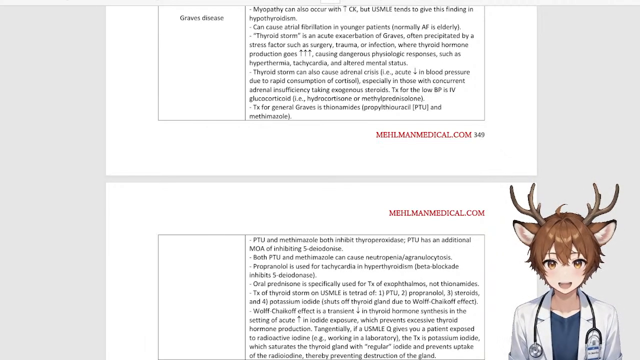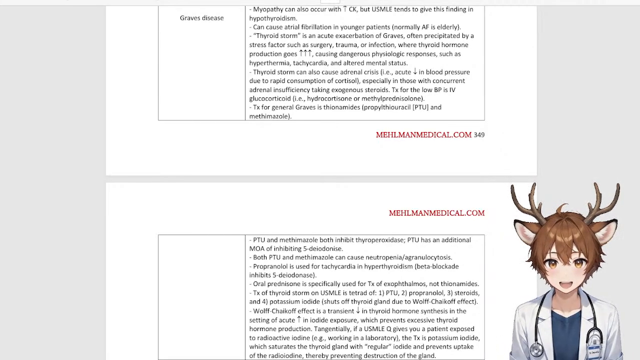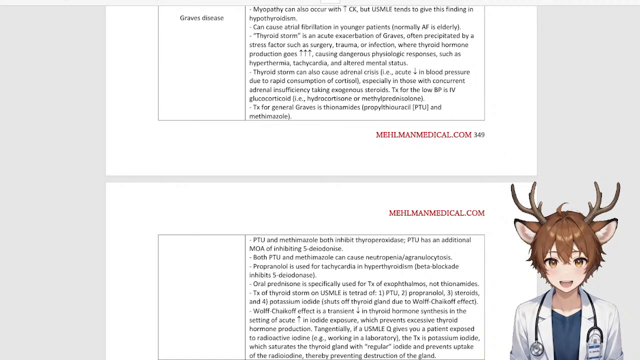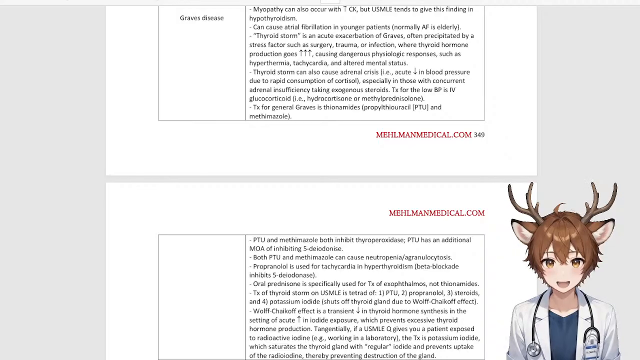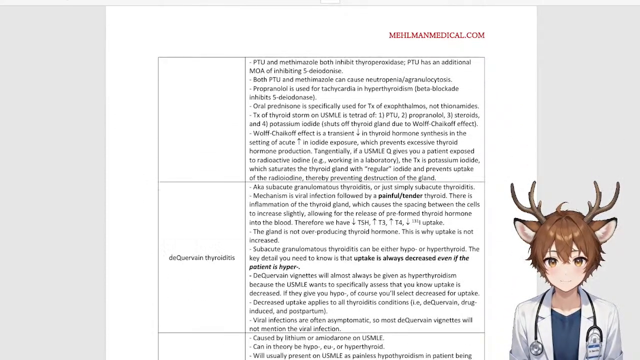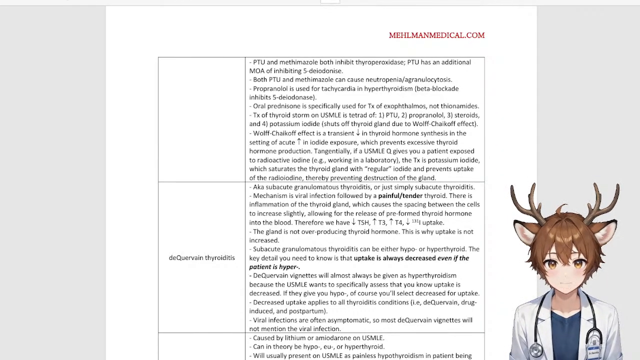Tangentially, if a USMLE question gives you a patient exposed to radioactive iodine, for example, working in a laboratory, the treatment is potassium iodide, which saturates the thyroid gland with regular iodide and prevents uptake of the radioiodine, thereby preventing destruction of the gland, because it is dangerous to the gland. In fact, you can actually use radioactive iodine to ablate your thyroid gland if you have hyperthyroidism.